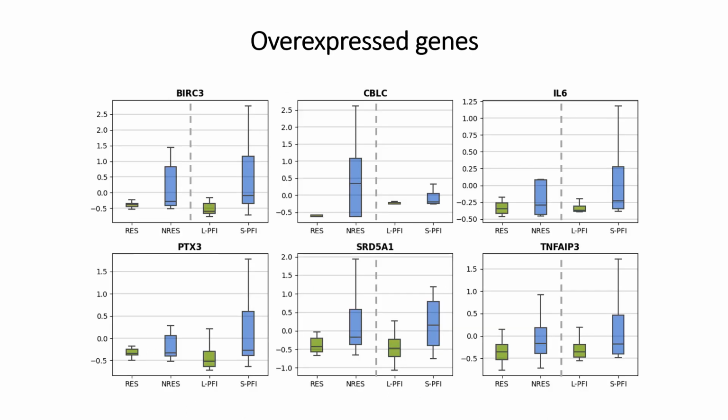And here we can see the expression levels of the 6 selected genes. Interestingly, all the genes are consistently overexpressed over the two datasets in the worst prognosis condition, so non-responsive and short progression-free interval.